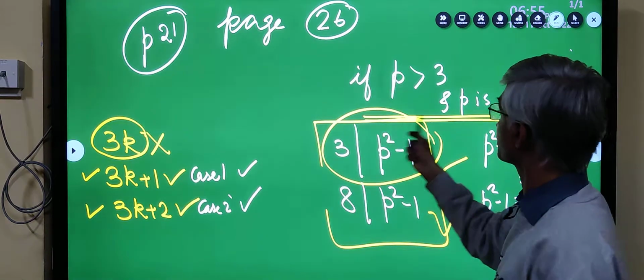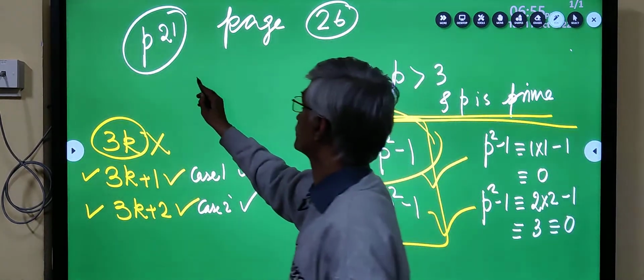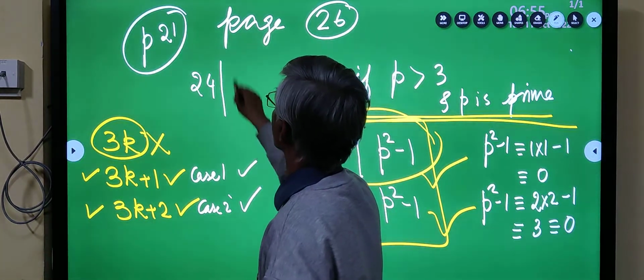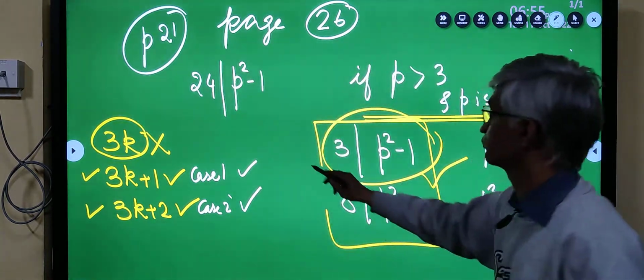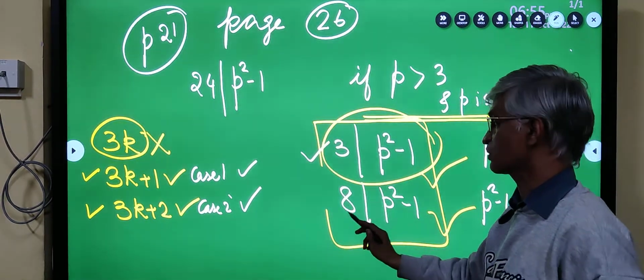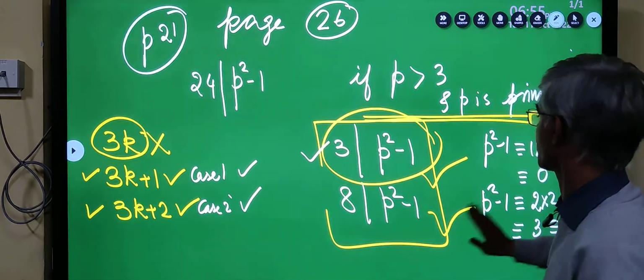Our main problem, mind you, is not this. It is to prove that 24 divides p square minus 1 for all primes greater than 3. So we have finished this part. Now let's try this one. 8 divides p square minus 1.